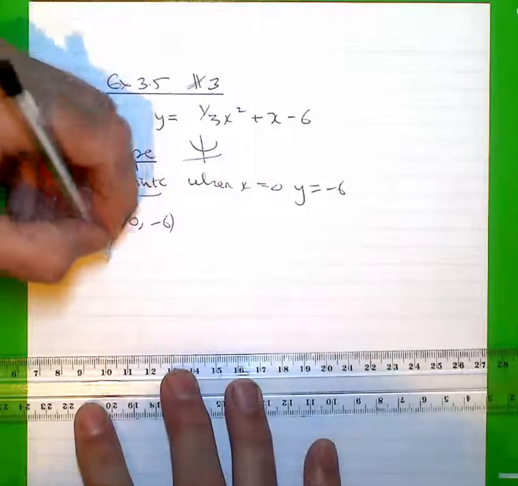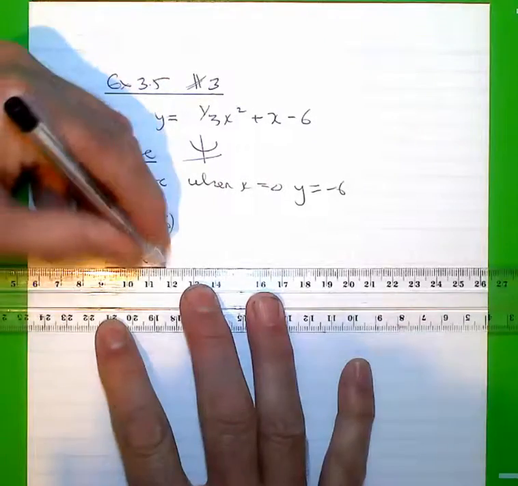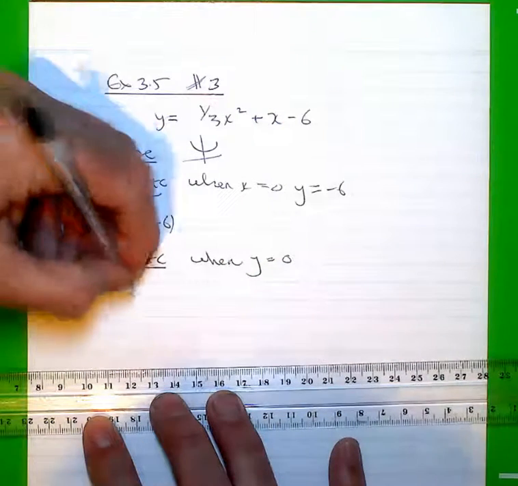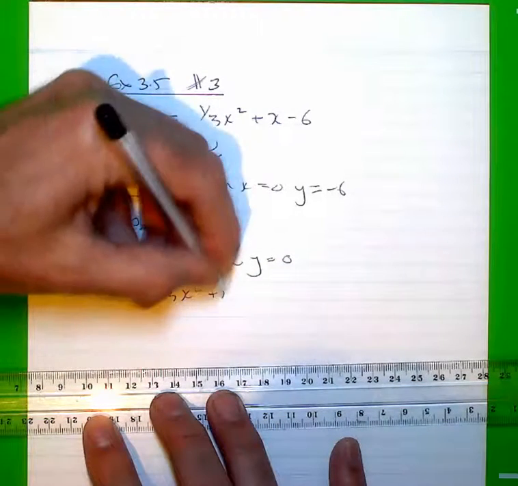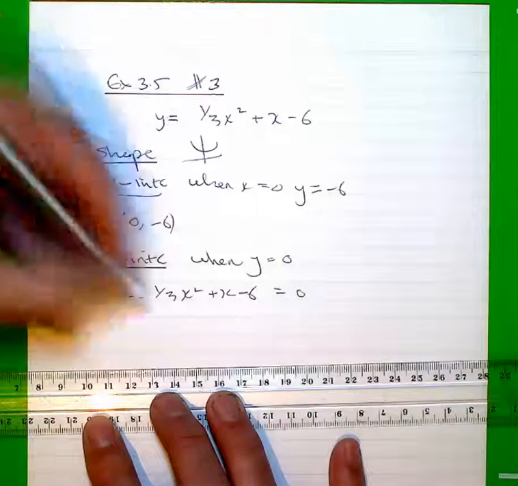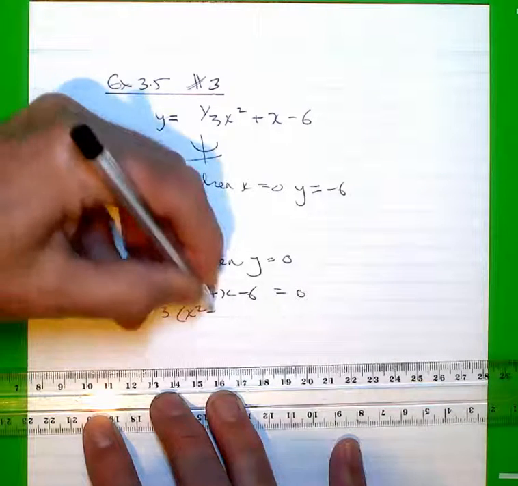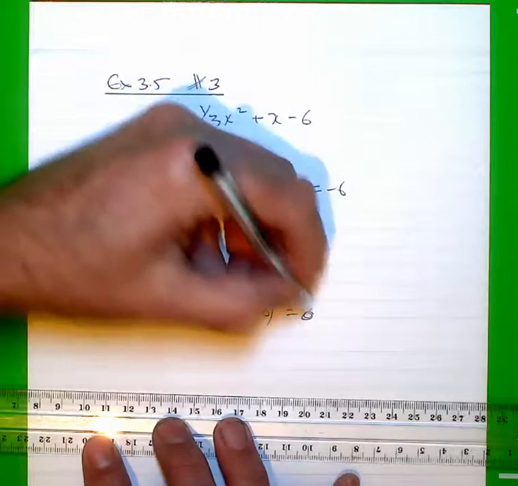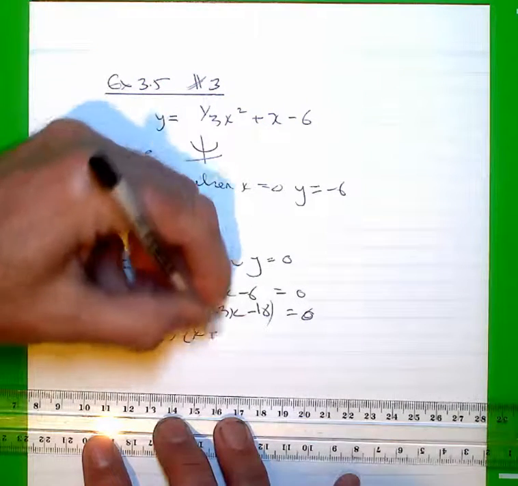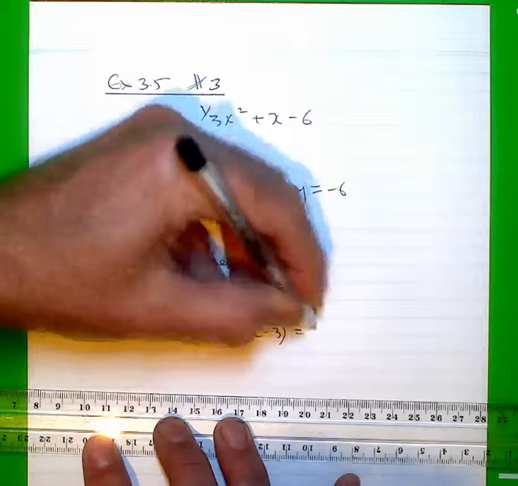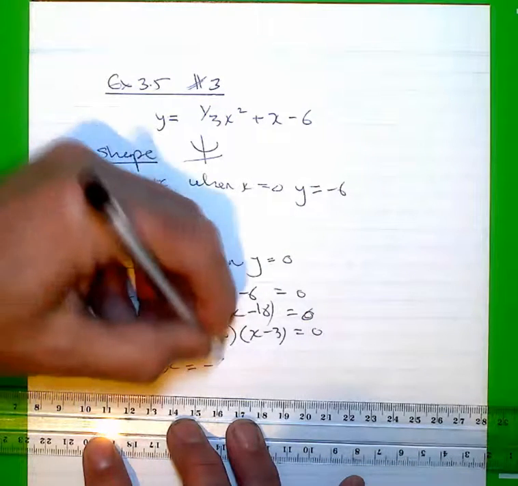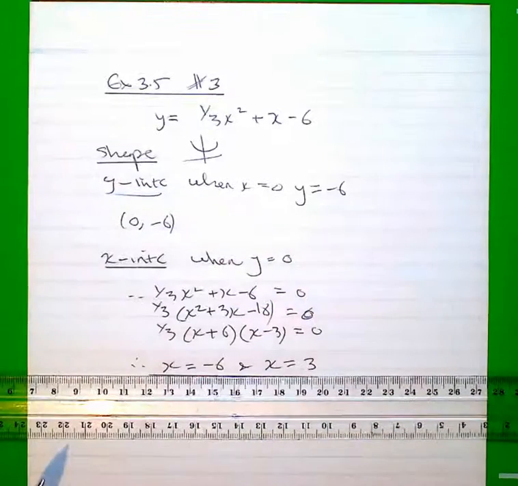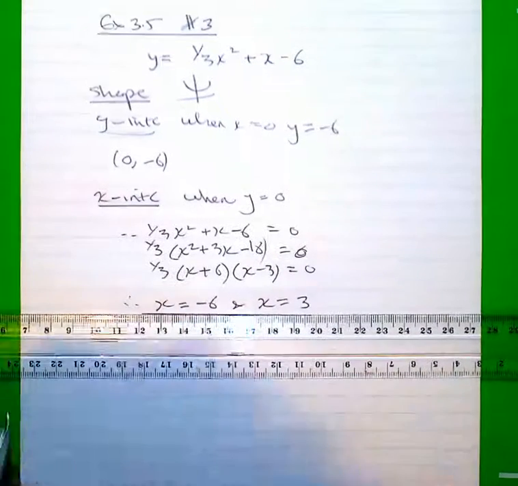I'll do the x-intercepts first. I take a third out as my common factor. So I've got my x-intercepts at x is equal to -6 and x is equal to -3.